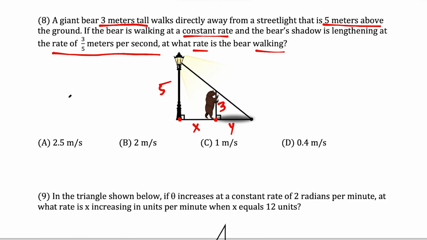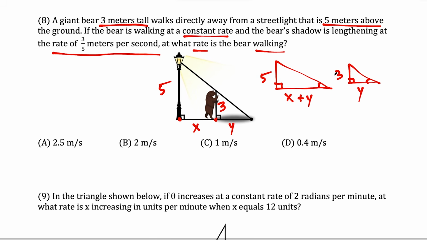So what we could do with this information is we could extract two triangles here. I'm going to call this our big triangle, and the dimensions here are going to be 5, and then we would do x plus y to find the base here. And then our little triangle is going to be built by the bear and his shadow. In this little right triangle, the height is going to be 3, and the base is going to be y. And I know that these triangles are similar because they both have a right angle, and they are sharing a common angle over here.